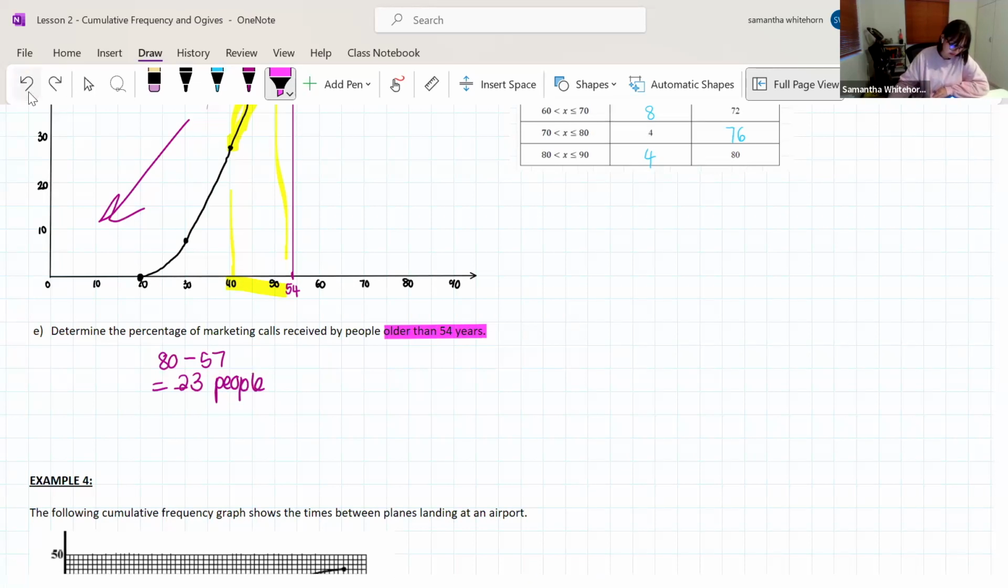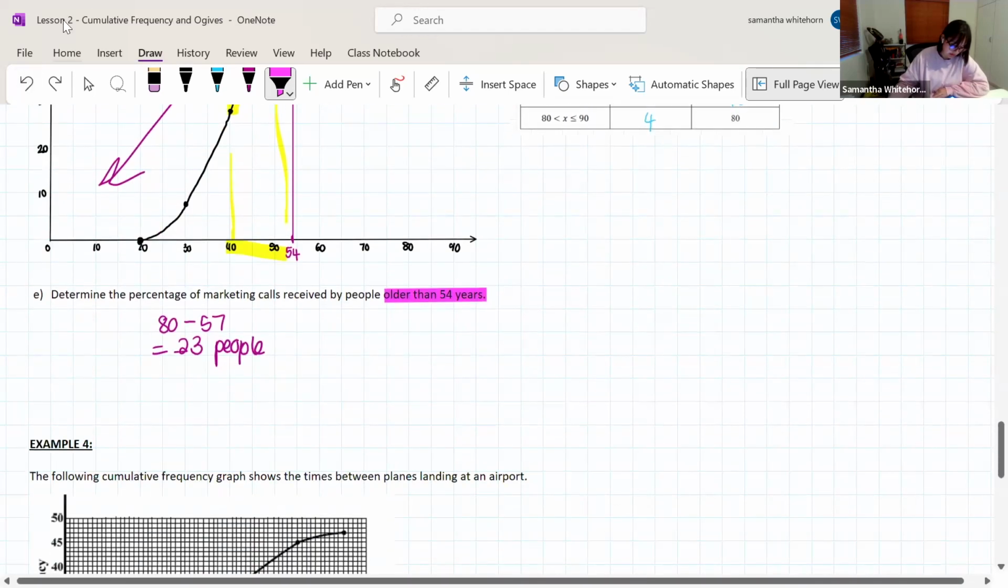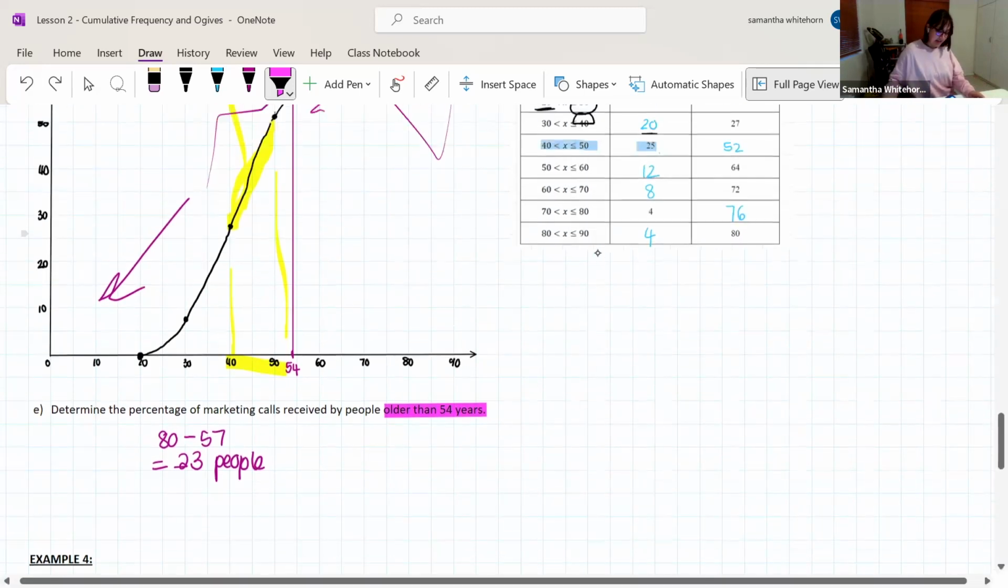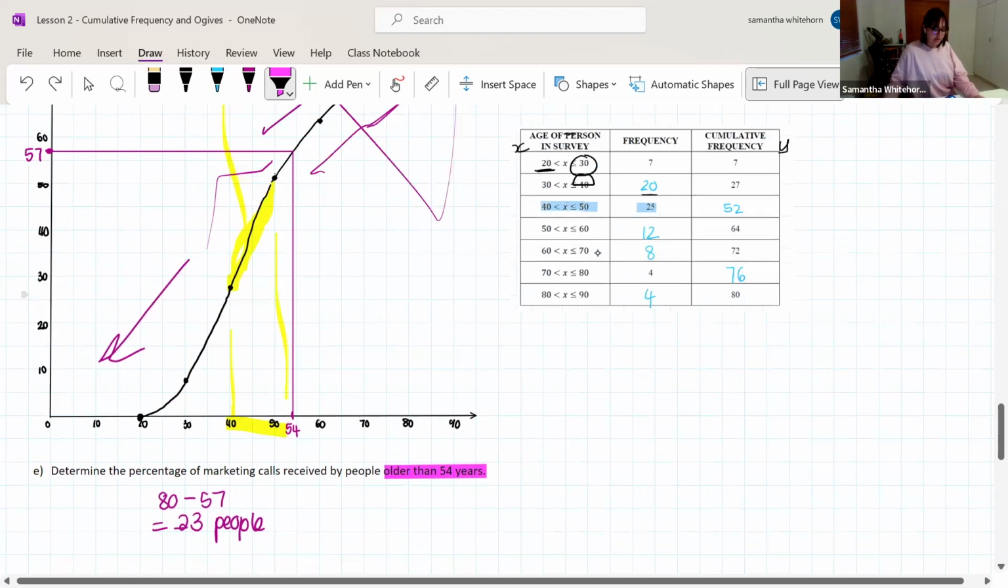Yes. It's not gone well. Okay. I'm not going to try and fiddle here. But basically, we now know that there are 23 people who received marketing calls over the age of 54.